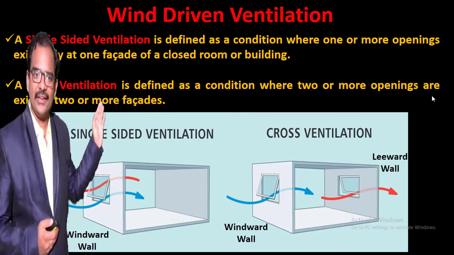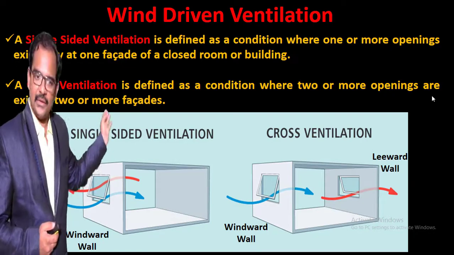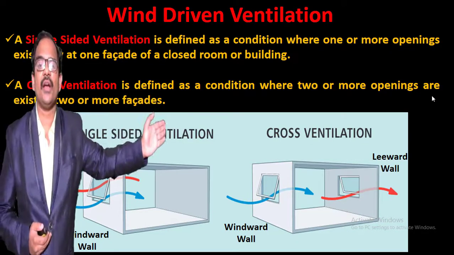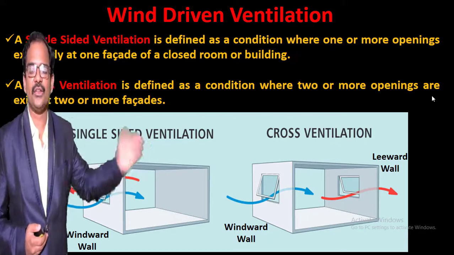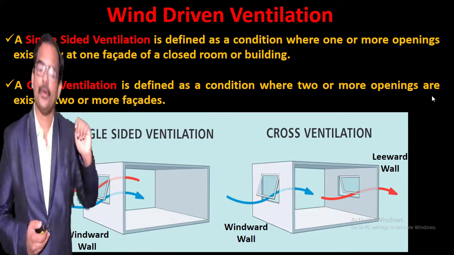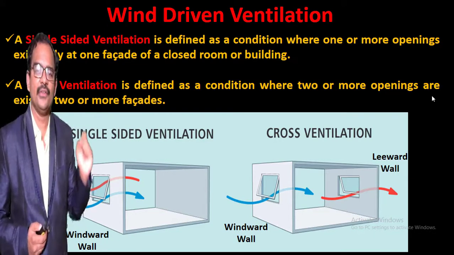So in case of a single sided ventilation, there will be only a windward wall. Through this windward wall only, the air will enter and the air will leave. So there is no opening in the leeward wall in case of a single sided ventilation. But in case of a cross ventilation, the air will enter through the windward wall and the air will leave through the leeward wall. Right? These are the different wind driven ventilation systems.